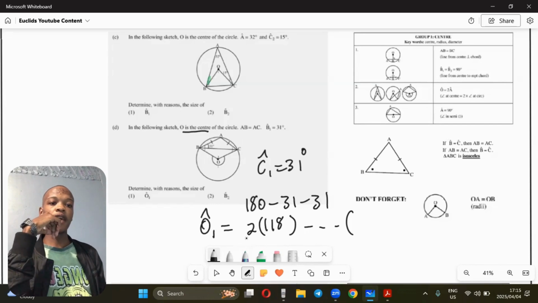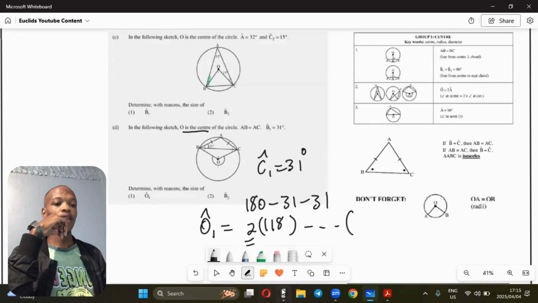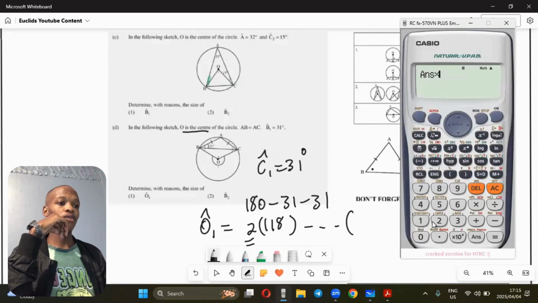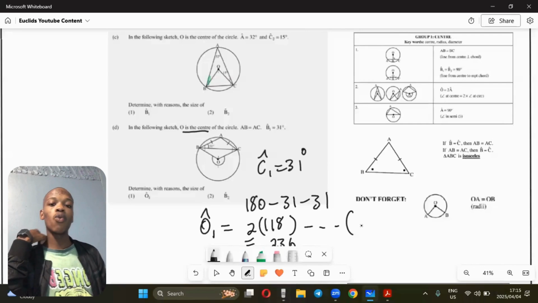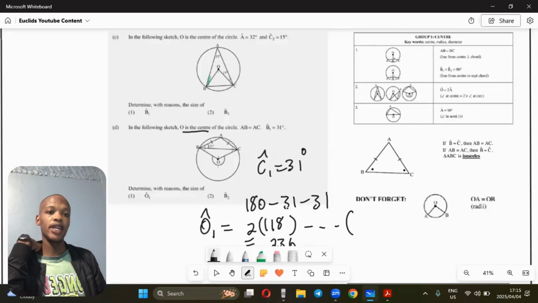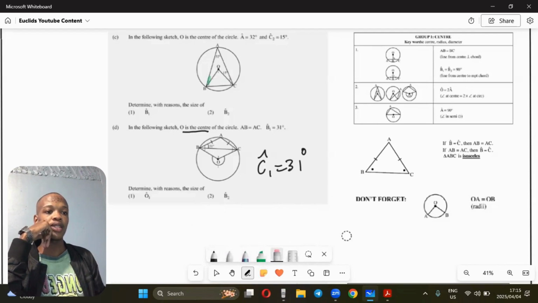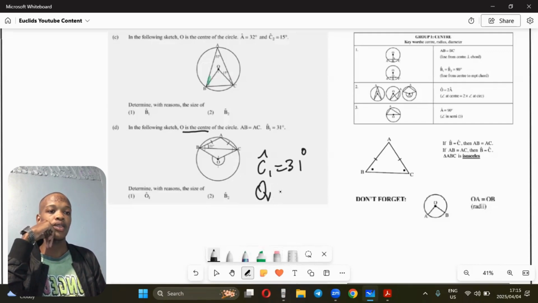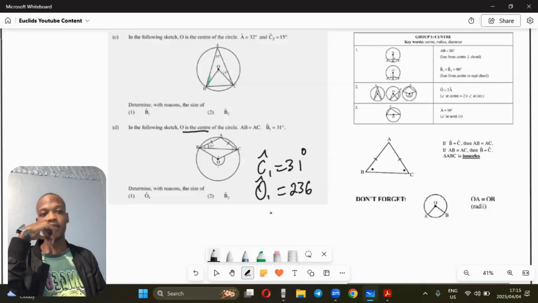Let me take the calculator. 2 times 118 is 236. So O1, let's write it down. Angle O1 is equal to 236. And then now they are looking for B2.